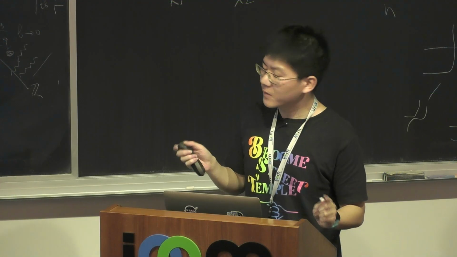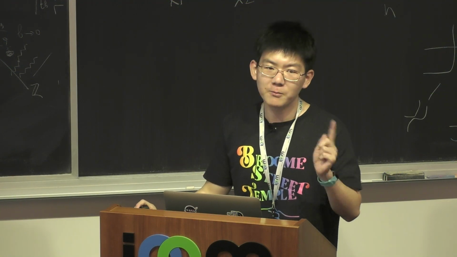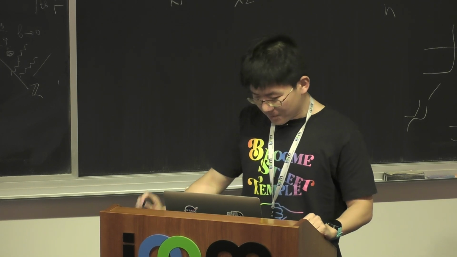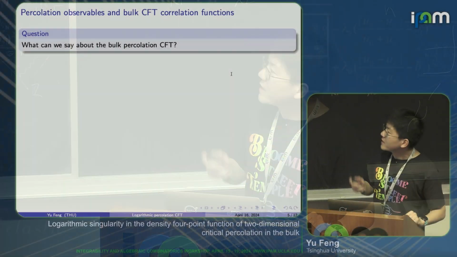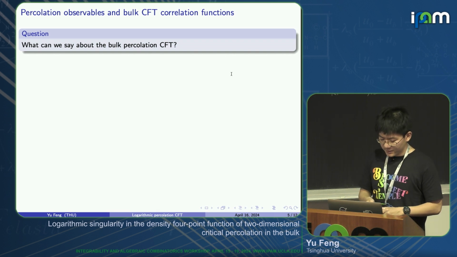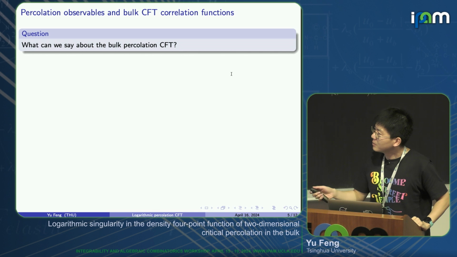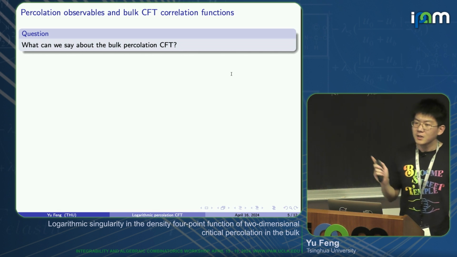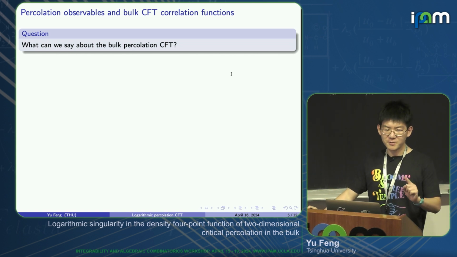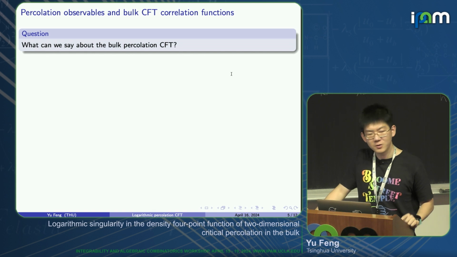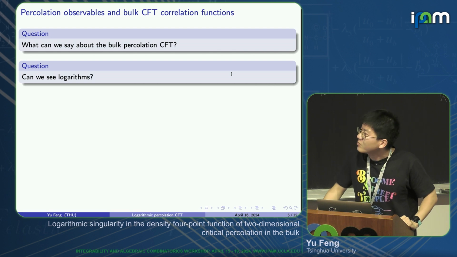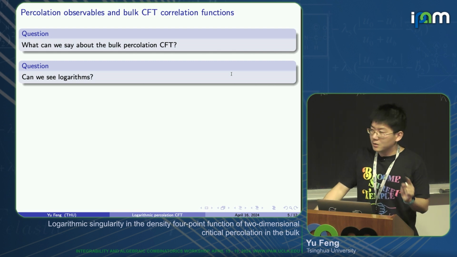Also, this function P can serve as an example of a correlation function in the boundary percolation CFT. But my question is, can we say something about the bulk CFT? This is my first question. And moreover, it is believed that percolation CFT should be logarithmic, which means you should see logarithmic divergence in some correlation function when 2 points collide. So my second question is, can you see logarithms in your constructed observable?